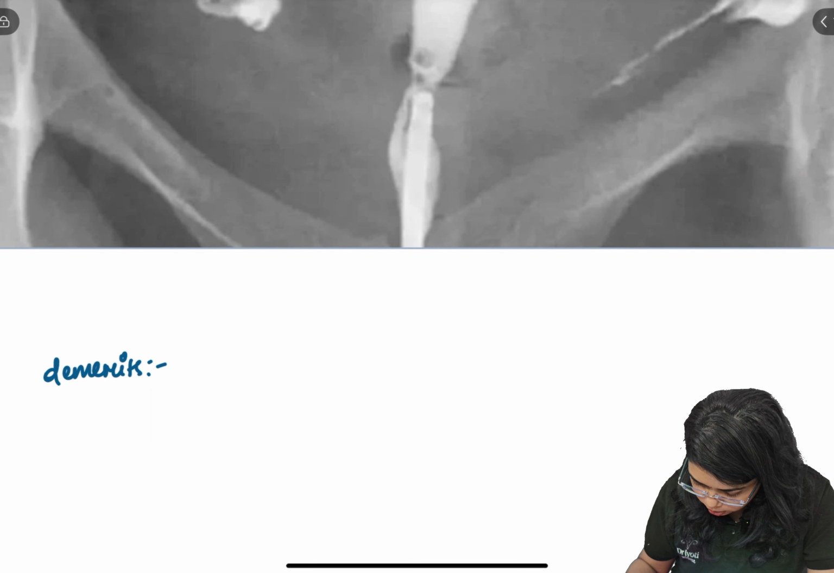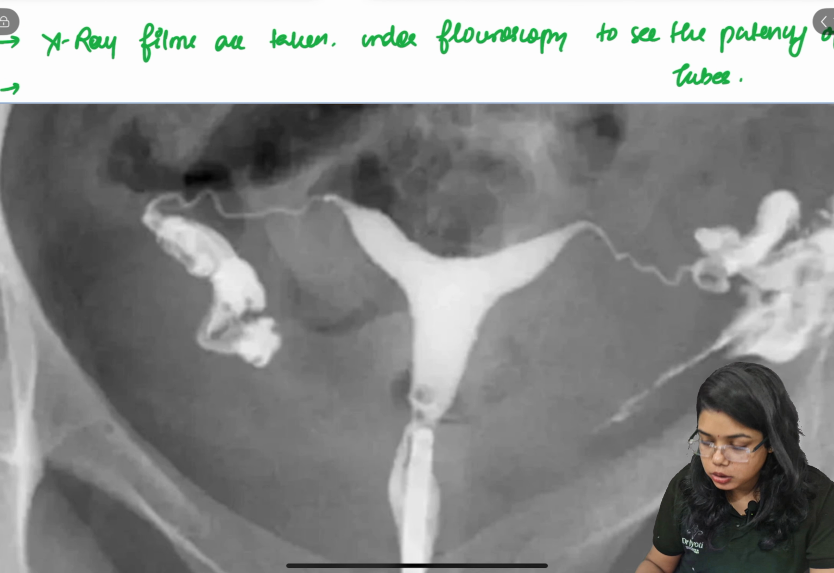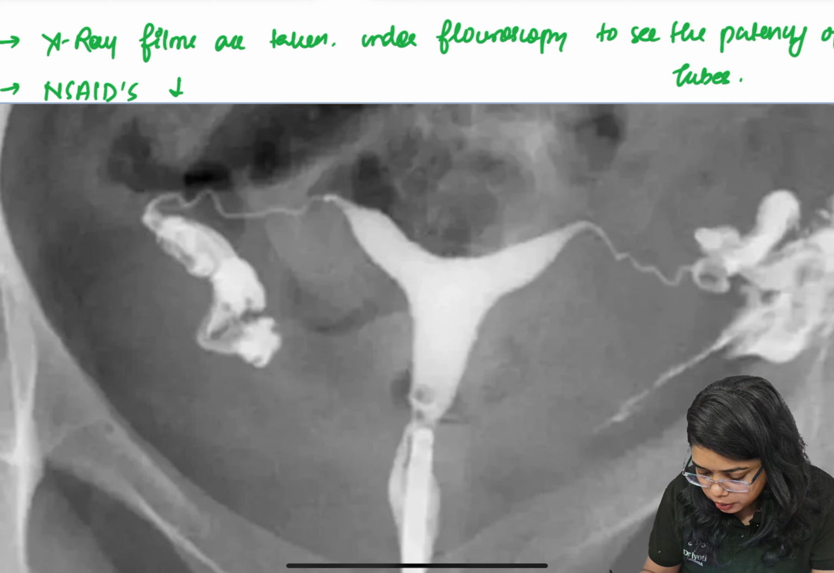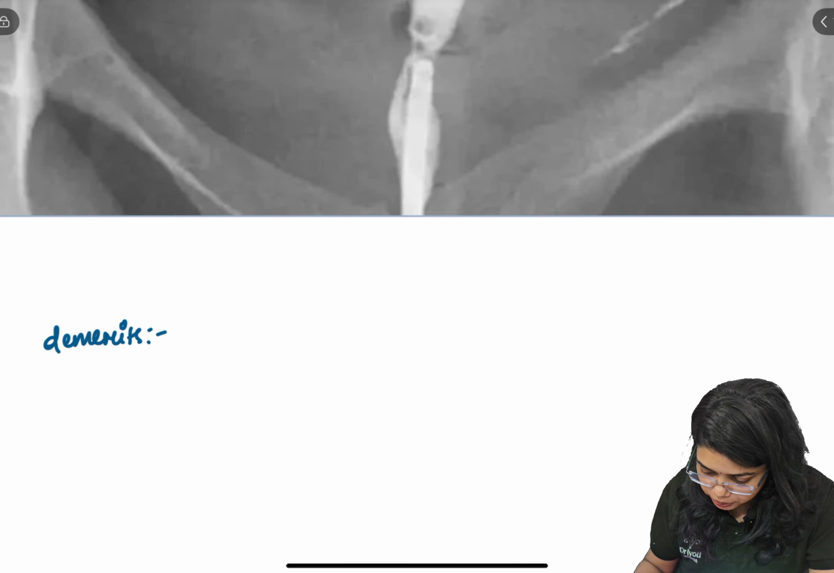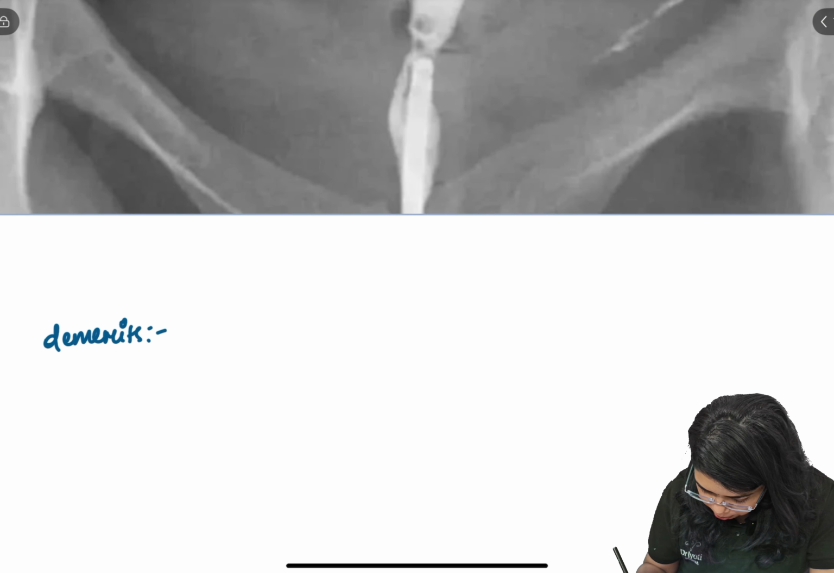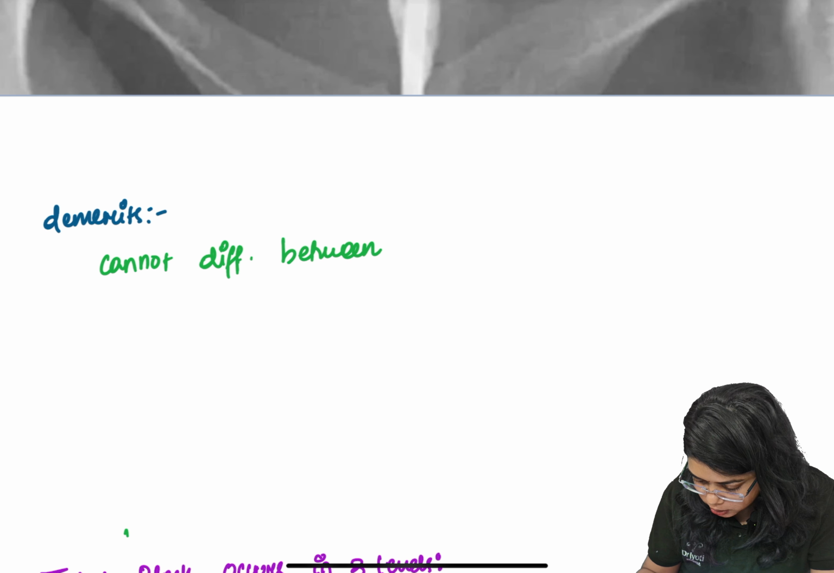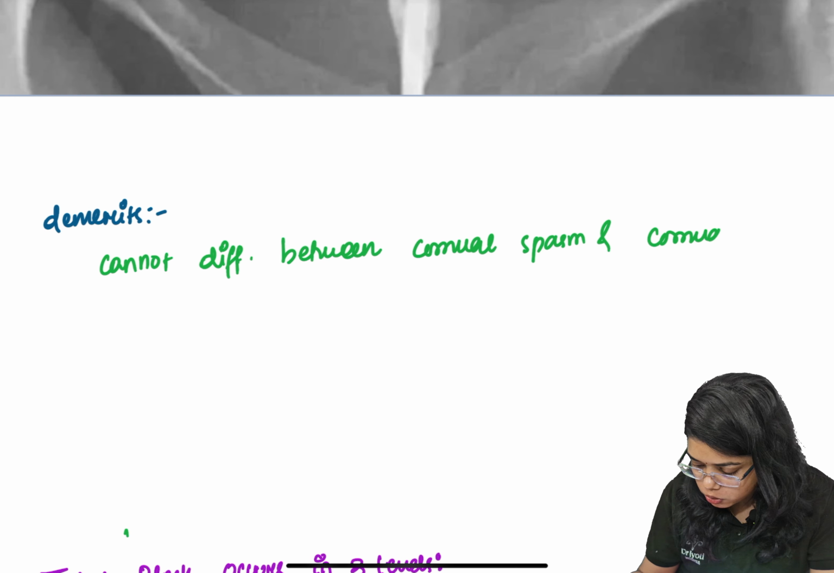Okay, then there will be pain as it passes through the internal os. So we give NSAIDs to decrease the cramp, or lower abdominal pain will be decreased by the NSAIDs. What is the demerit? It cannot differentiate between cornual spasm, that is physiological cornual spasm, and actual cornual block. So that is the demerit.